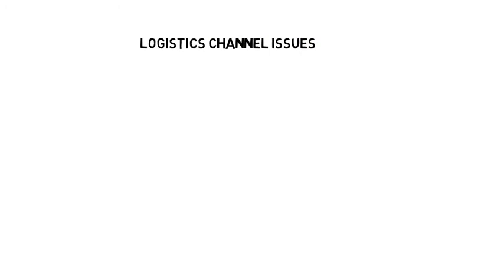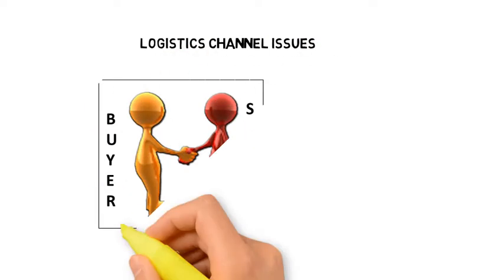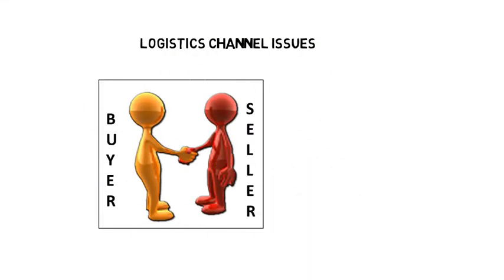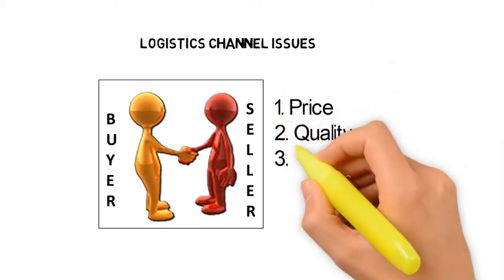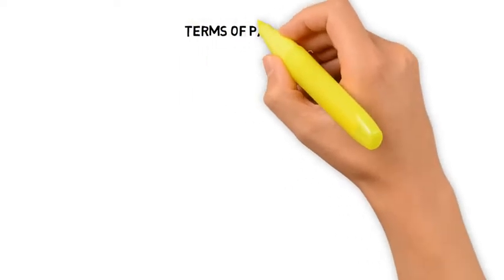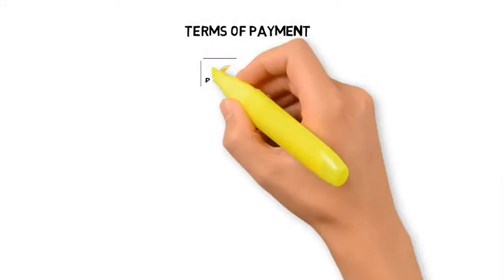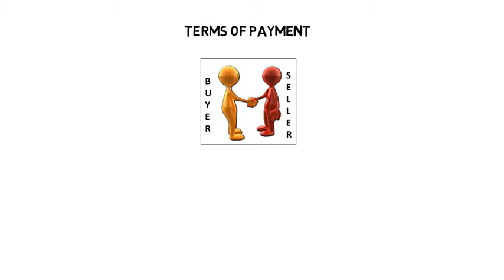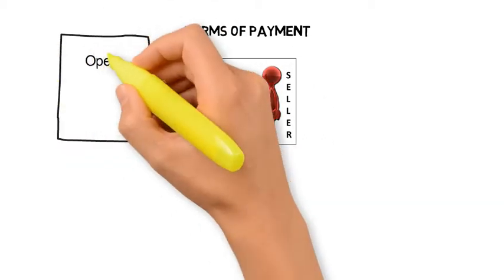To kick off the process, the buyer and the seller must negotiate and agree on multiple details to protect their individual financial interests and reduce their risk. Some of the basic details include things like the price, quality, quantity, and payment mode. Exporters are concerned about non-payment. Importers are concerned about quality, quantity, and delivery. The terms of payment spell out clearly how payment is to be made.